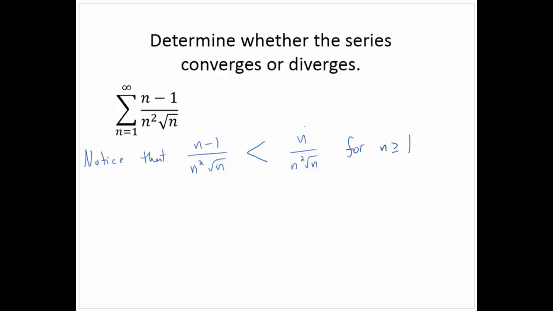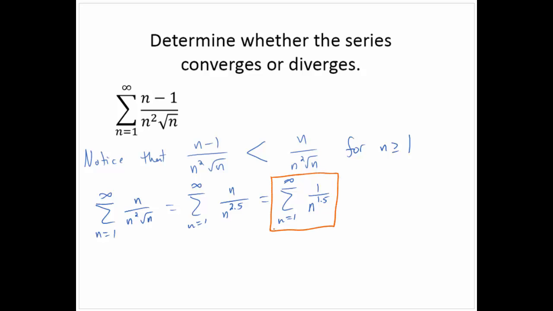Now, let's look at this second series, n over n squared times the square root of n. The sum from n equals 1 to infinity of n over n squared times the square root of n would be equal to the sum from n equals 1 to infinity of n over n to the 2.5, which simplifies to the sum from n equals 1 to infinity of 1 over n to the 1.5. Now look at that series. It converges. It's a p-series with p greater than 1.